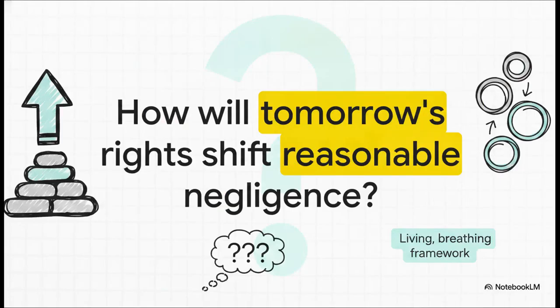I want to leave you with this thought as we wrap up. Carmichele proved that the reasonable person standard isn't just frozen in time. So, as society and our constitutional norms inevitably evolve in the years to come, how are the fundamental rights of tomorrow going to reshape what we currently accept as reasonable behavior today? It's proof that the law of Delict isn't just a dusty set of rules. It's a living, breathing framework.